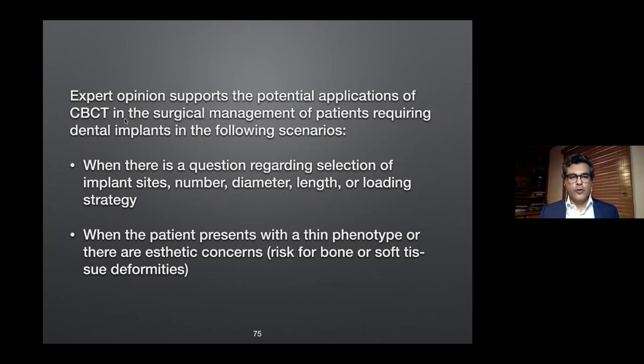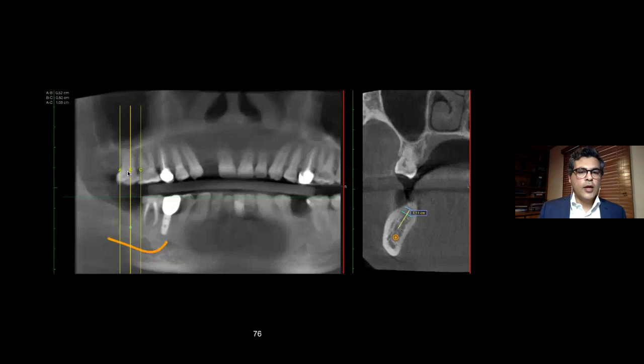When there is a question regarding selection of implant sites, the number of implants which are going to go in, the diameter, length, or loading strategy of the implants, and when the patient presents with a thin phenotype or there are aesthetic concerns, risk for bone or soft tissue deformities. For example, sometimes in the mandible the vertical height of bone seems okay, but if we look at the buccolingual dimensions, the mandible is very thin.